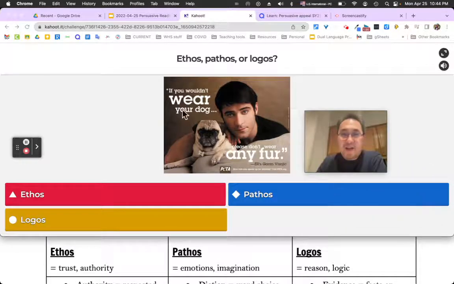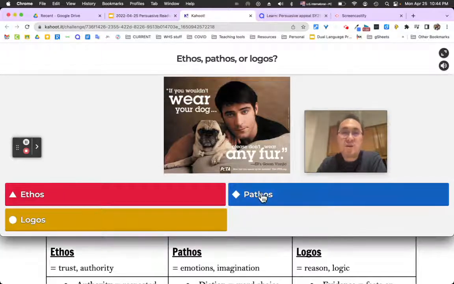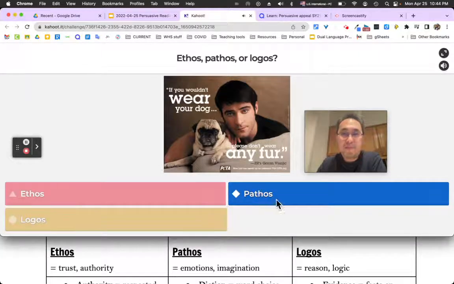This guy, the words here say, if you wouldn't wear your dog, please don't wear any fur. So yes, sure, this dude is on a TV show that no one's really watched because it's really old, but it's more about the cute dog and how we wouldn't wear fur, right? This one's emotional, we don't want to kill any doggies, right? So that's really what we're looking at here.